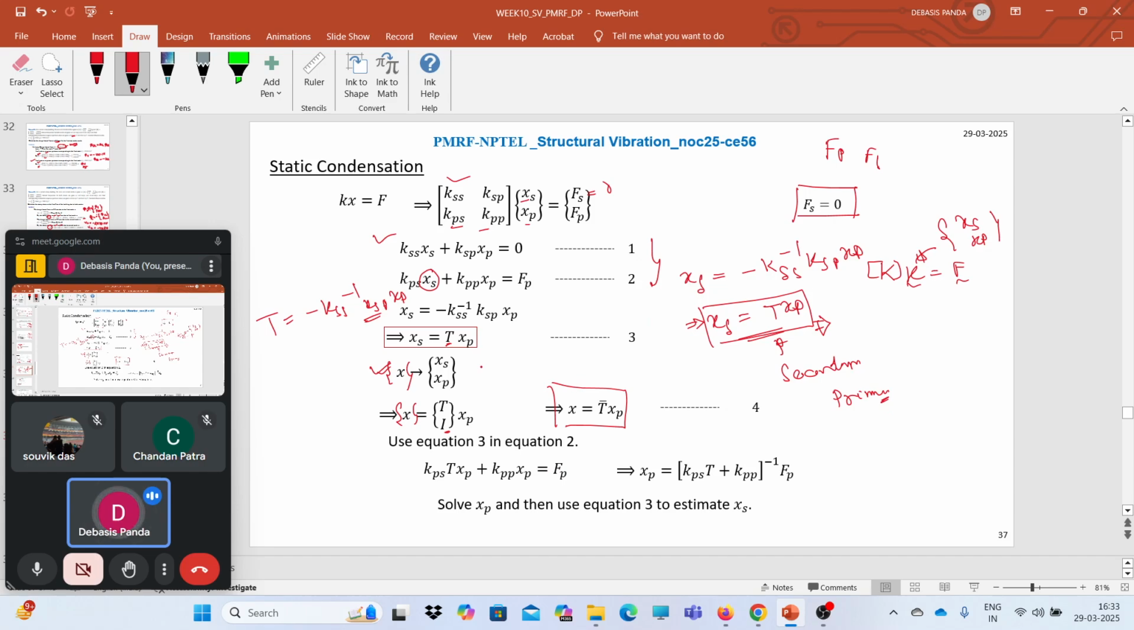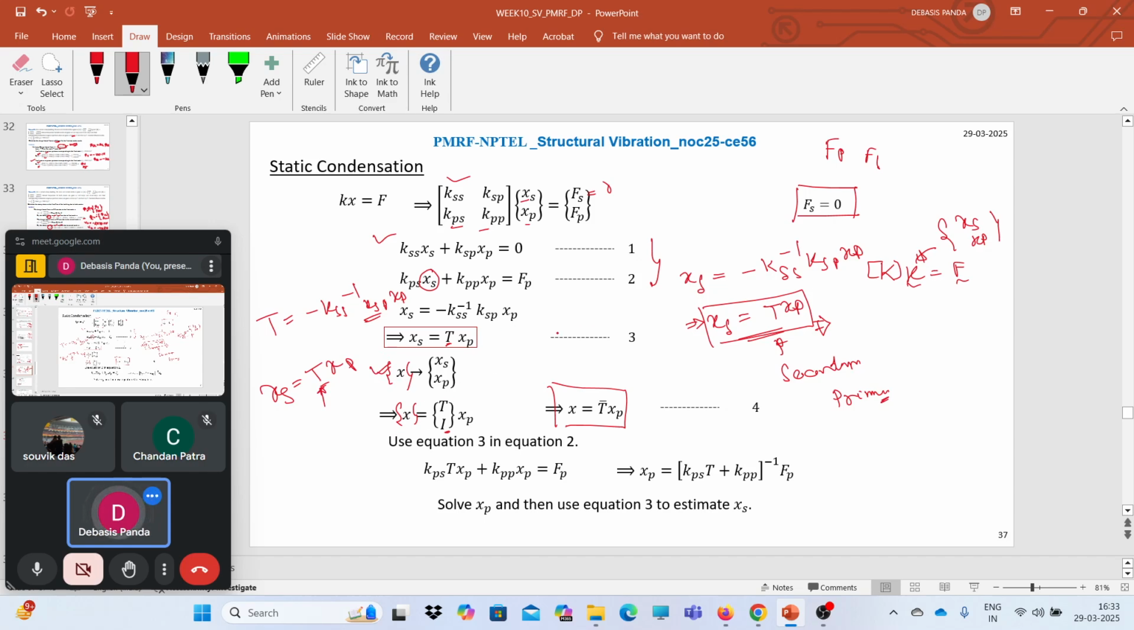Now we can use this transformation: x as secondary coordinates is nothing but the transformation matrix or the transformation vector into xp. So it will be matrix, I think. I think it's a matrix. It will be a matrix, it must be.